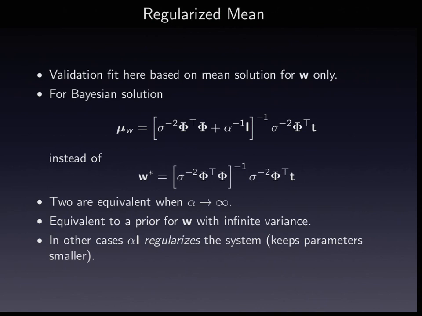For large alpha, 1 over alpha is small. So for very large alpha, this term does what? Disappears. So it actually looks similar here. I've left in, these guys can cancel.